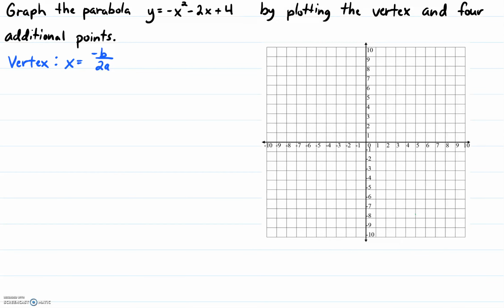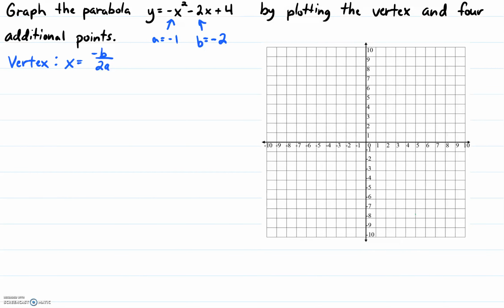this problem. So the a is going to be the coefficient of our x squared term, and so that's going to be negative 1. And the b is going to be the coefficient of our linear term, and that's going to be negative 2. C is going to be positive 4, but we don't really need that for this problem because we just want the vertex negative b over 2a, or at least the x value. So let's go ahead and solve the vertex x value for this problem.